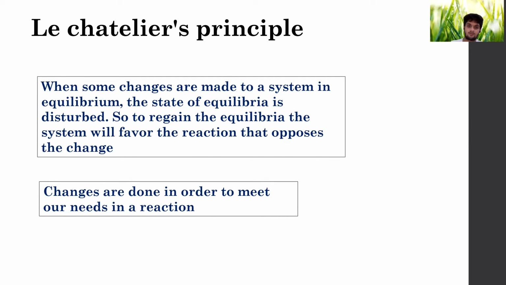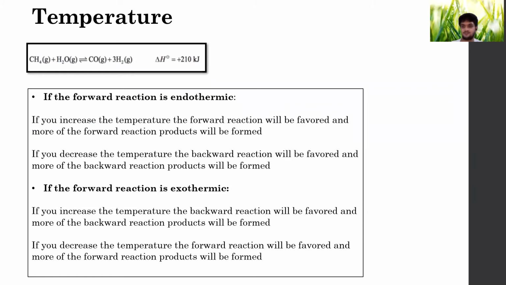Okay. So let's move on to the next slide. Let's go for temperature. Now you have this particular reaction. It's a reversible reaction: methane plus water gives you carbon monoxide and hydrogen. So it's a reversible reaction.